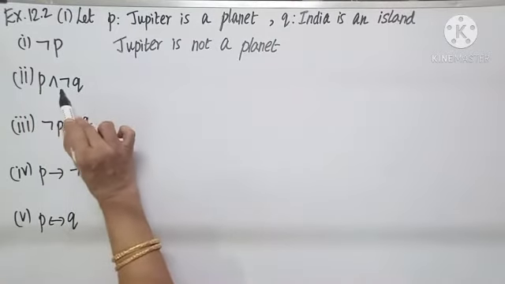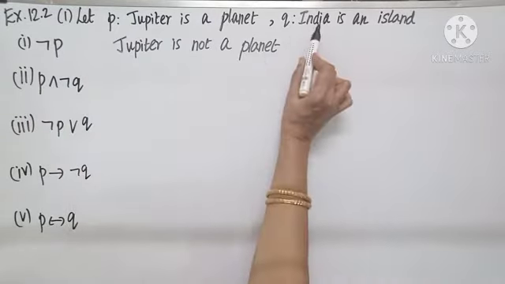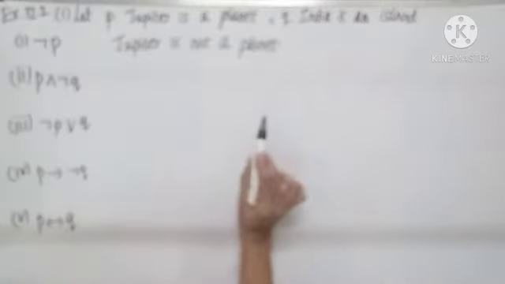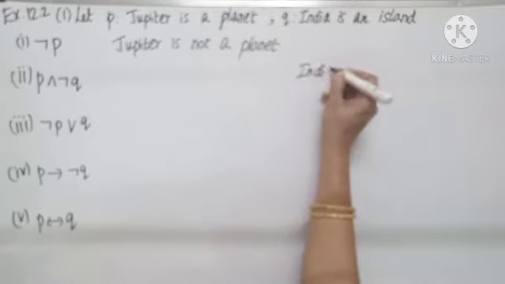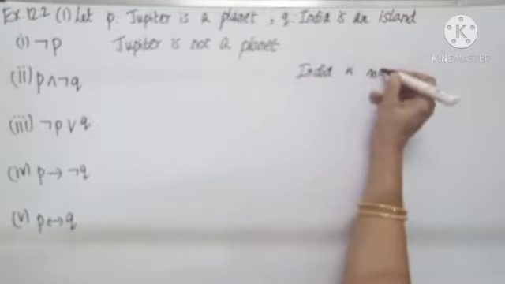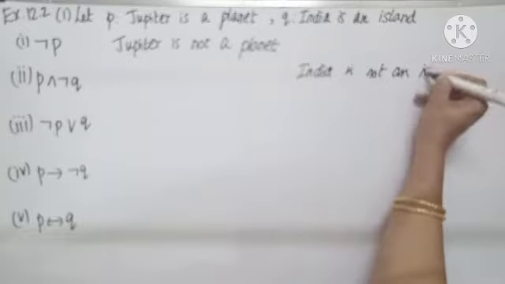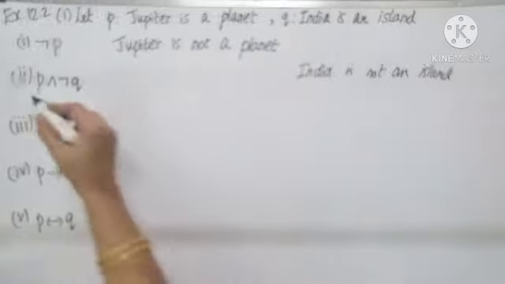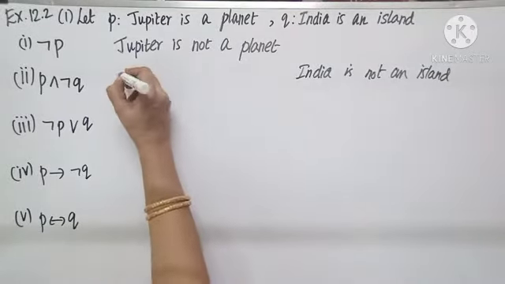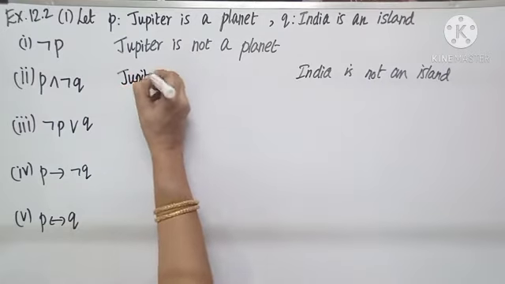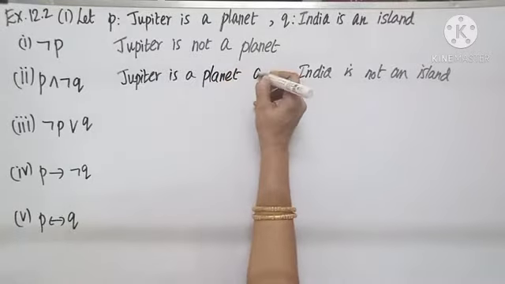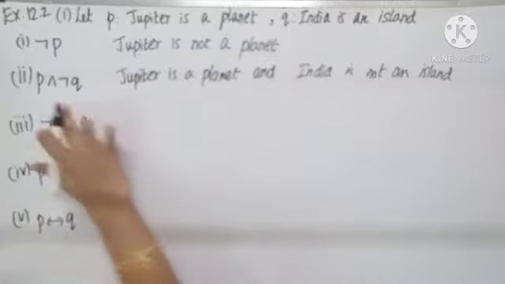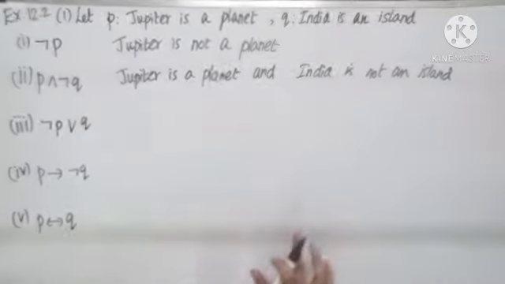P and not Q. What is Q actually? India is an island. Not Q tells me what? India is not an island. P and. What is P actually? Jupiter is a planet, and, just write the word and. Jupiter is a planet and not Q: India is not an island.